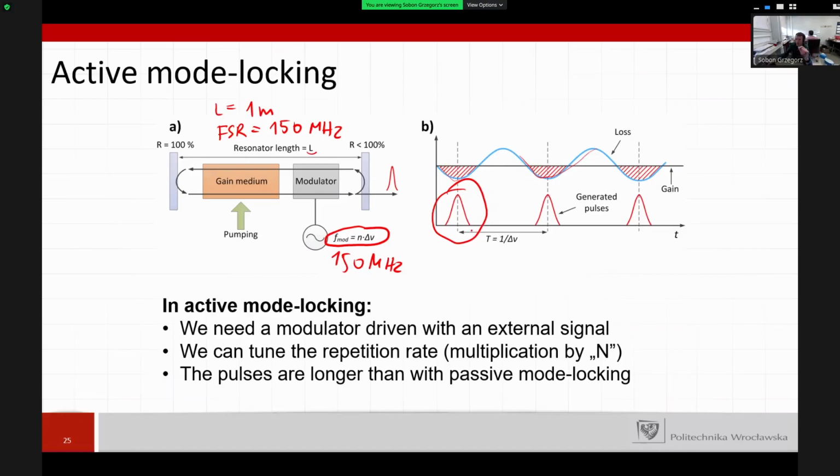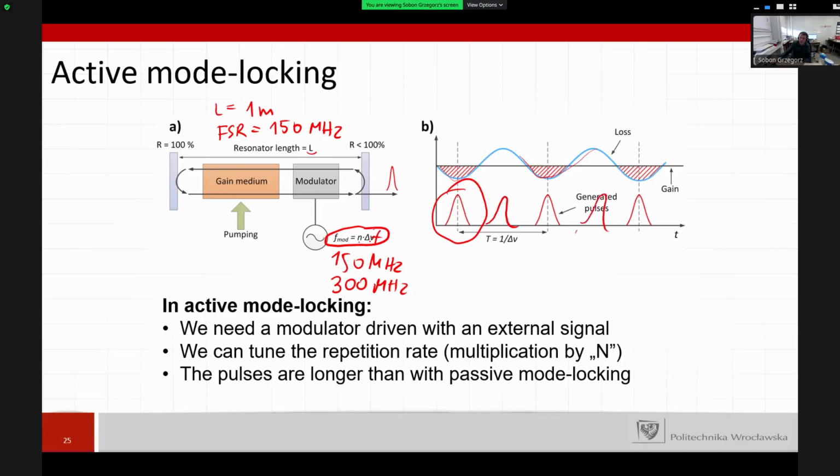And here, this also somehow corresponds to the question that you asked. I can increase this frequency, for example, to 300 megahertz. That's why this is n times delta f here. So I can multiply the frequency that I am using here, so I can multiply the number of pulses because I can increase this modulation frequency.